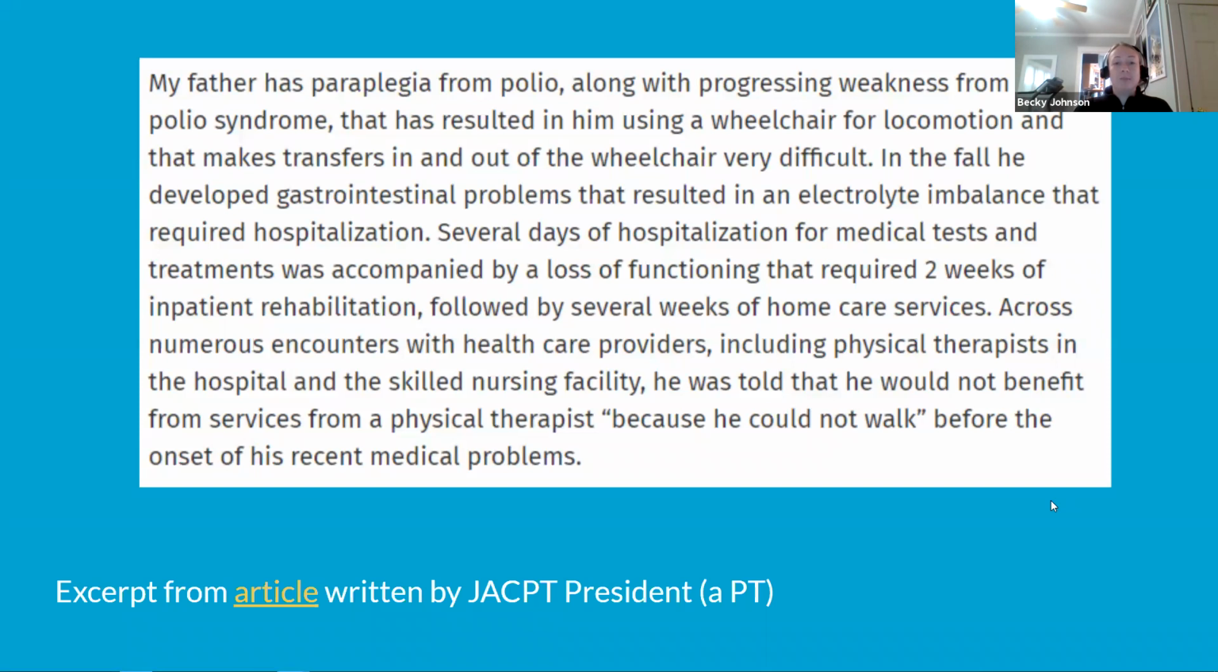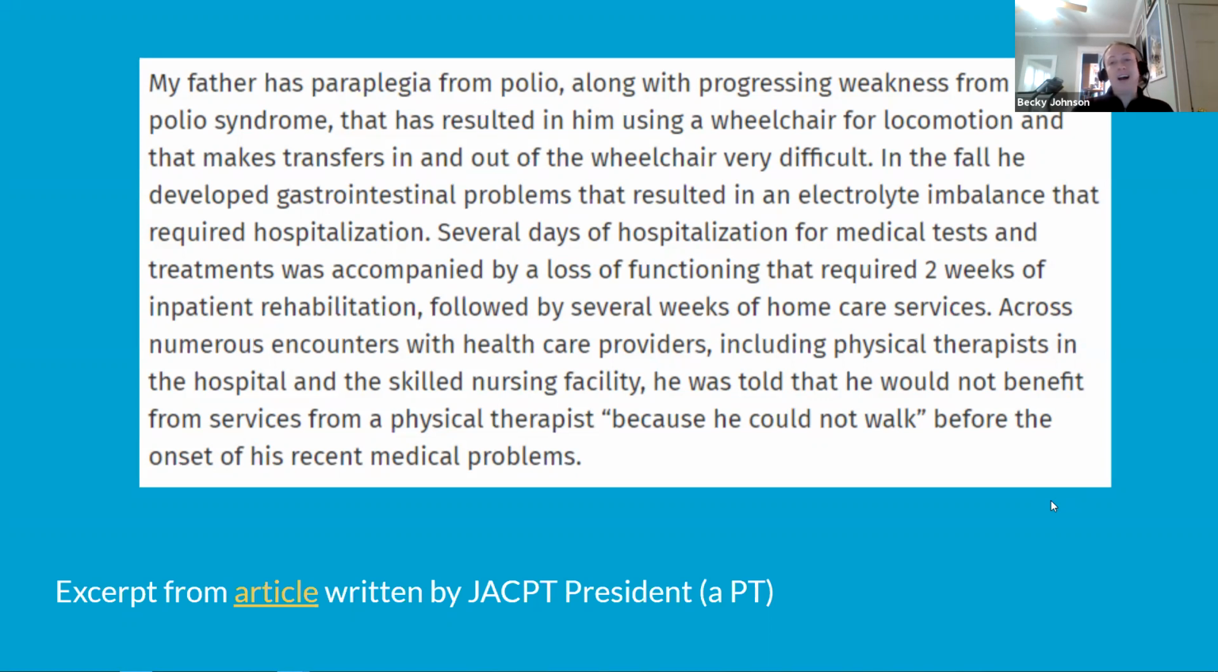So this president of JACPT is writing that multiple times throughout that whole course of healthcare, he heard multiple times that the patient didn't need PT because he couldn't walk. Because he couldn't walk at baseline before the onset of his recent medical problems. So this is being told to a PT from other PTs, from nursing staff, from physicians, from other healthcare providers, including ourselves. So I put this in here to kind of illustrate that sometimes we are our own worst enemy, especially in acute care.